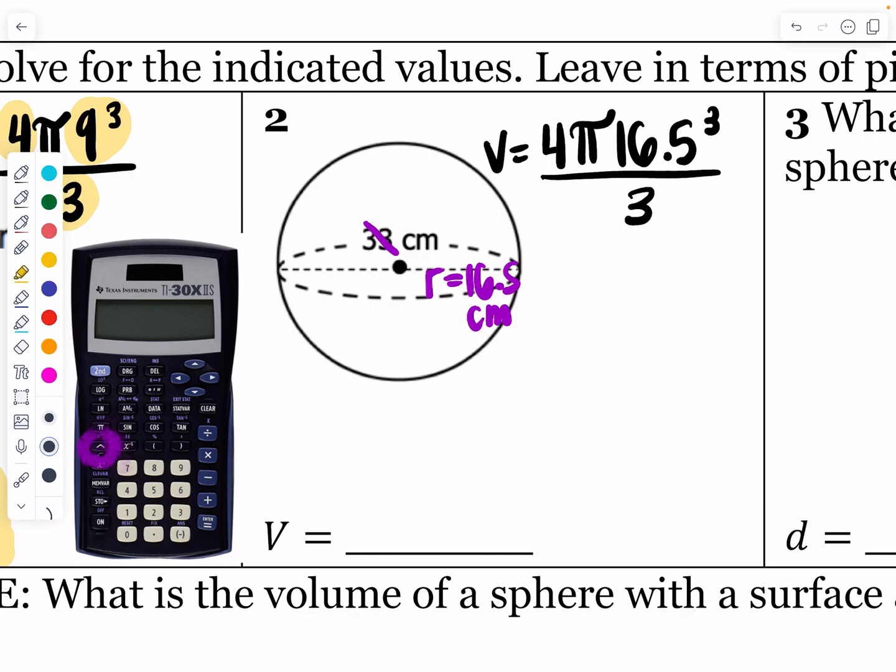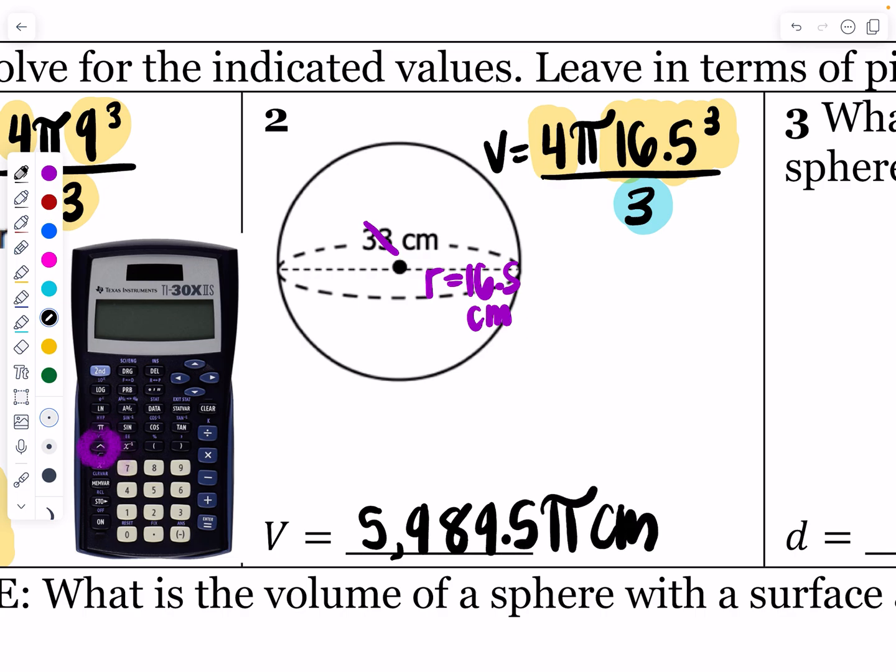And so again, I'm going to leave it in terms of pi, so I'm going to type in 4 times 16.5 cubed, using that little arrow button to raise it to the third power, and click enter. That gives you 17,968.5, and then we divide that by 3. After you divide by 3, you're going to get 5,989.5 pi centimeters cubed. So we're leaving our answers in terms of pi.